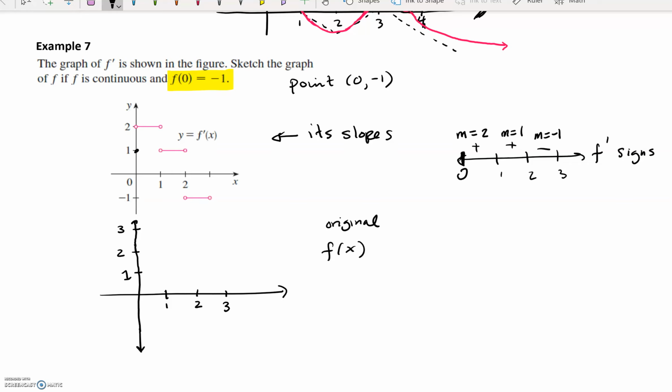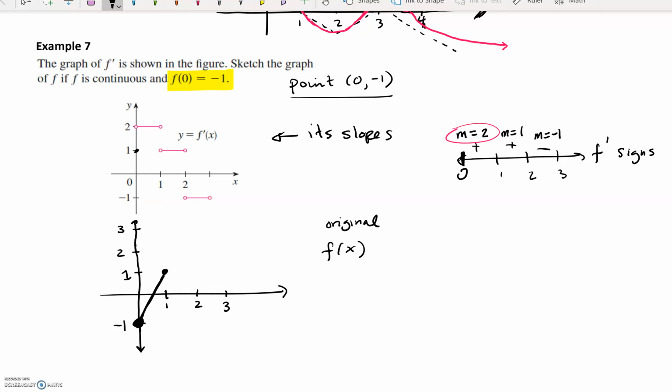So between 0 and 1, the slope is 2. Let's take care of this first. And we know my original graph goes through the point 0, -1. So I'm going to start at 0, -1, and then I'm going to make a linear function with slope 2, because between 0 and 1, the slope is a constant 2. So up 2 over 1. That must be my function between 0 and 1. Again, the slope of this black graph is always 2, which is what that tells me up above.